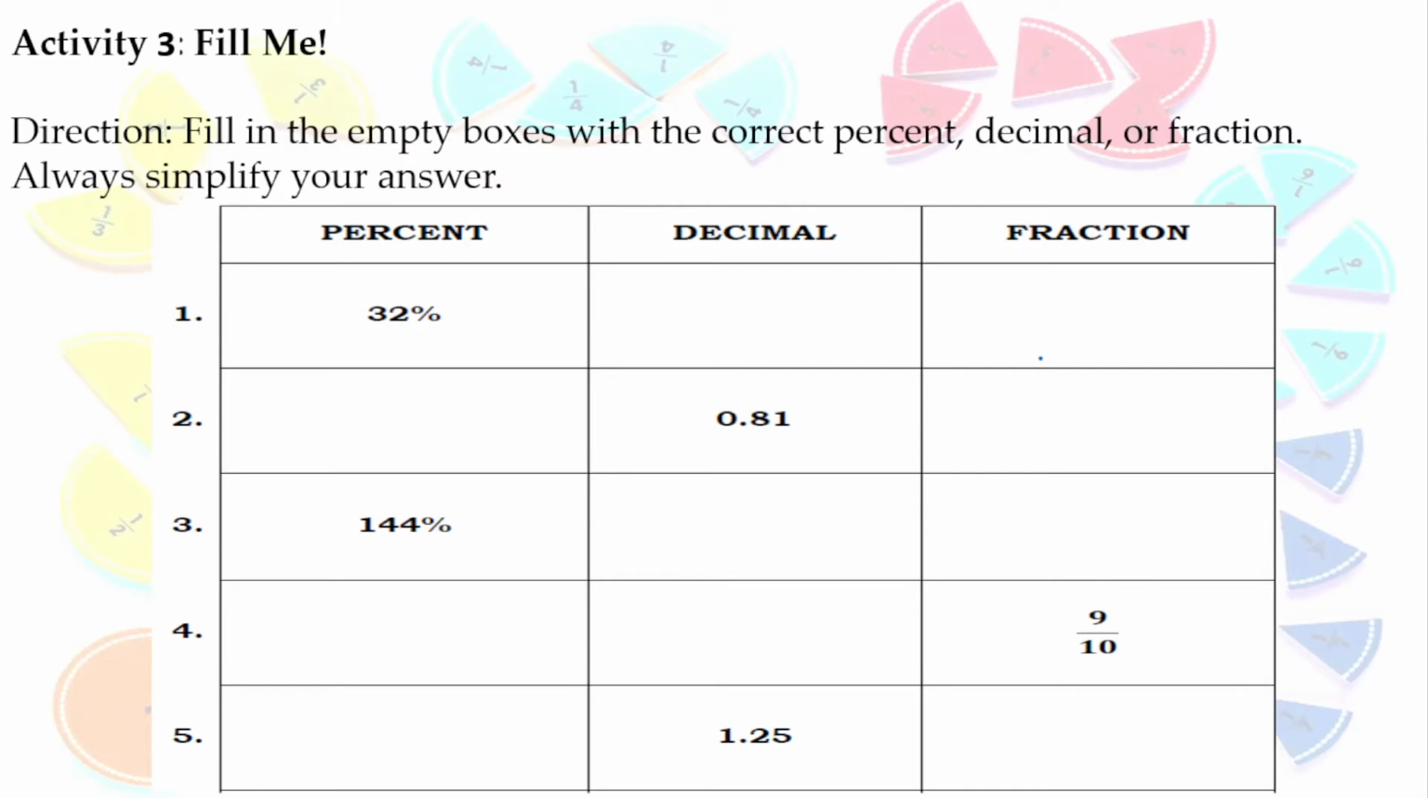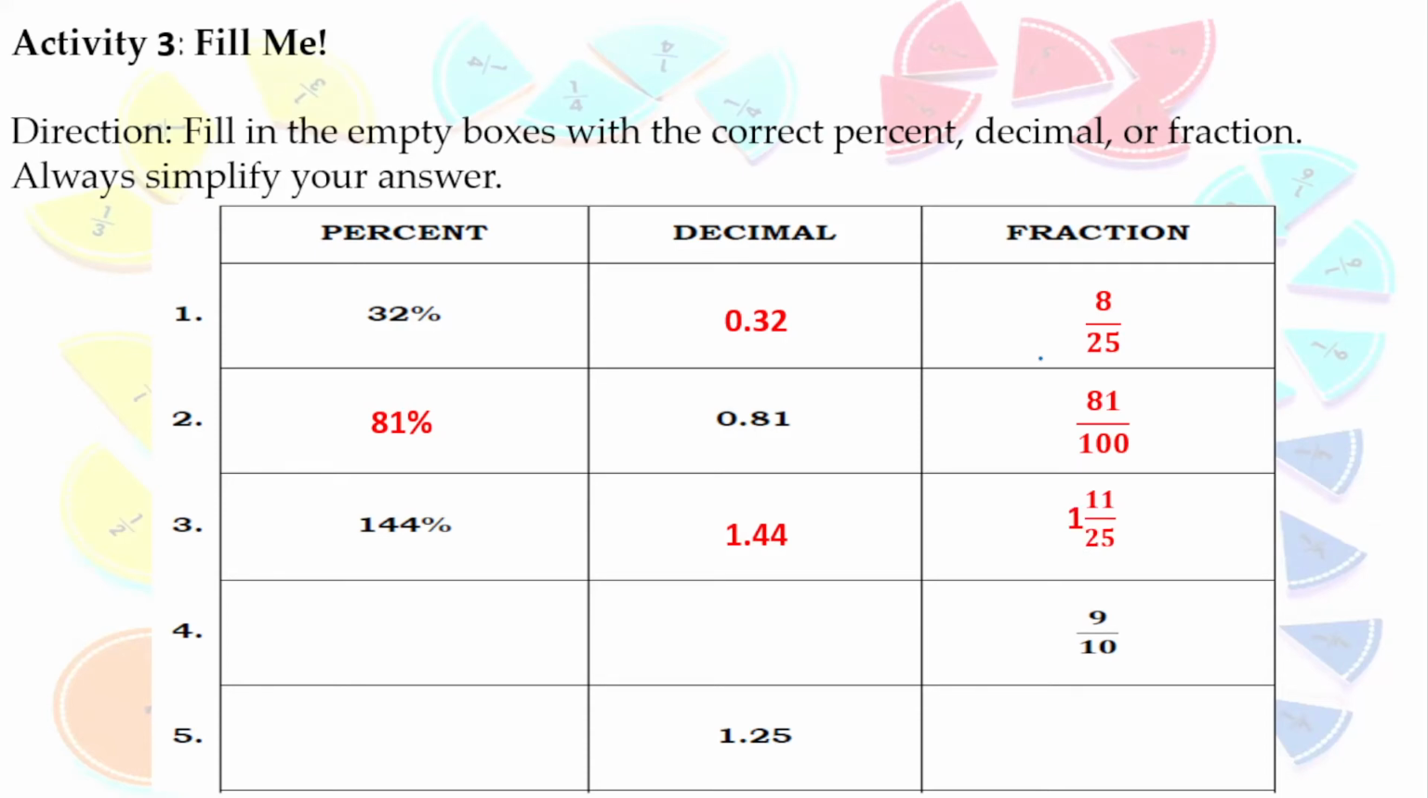So, in number 1, ang given here is 32%, so our decimal is 0.32, and then our fraction is 32 over 100 po yan. Of course, kailangan po i-simplify, so we will get 8 over 25. So in number 2, our given is 0.81, which is decimal, and then we will get the percent, 81%, and the fraction is 81 over 100 because wala na po siyang simplest term or form. Yan na po yan. Okay, number 3 is 144%.